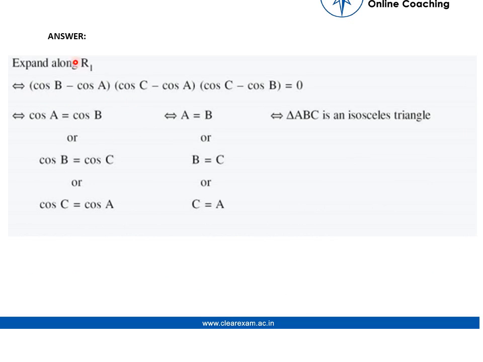Now we'll be expanding the determinant along row 1. After expanding, we can clearly observe from this pattern that cos A is equal to cos B is equal to cos C is equal to cos A. That means two sides of the triangle are the same, so we can say that it is an isosceles triangle.